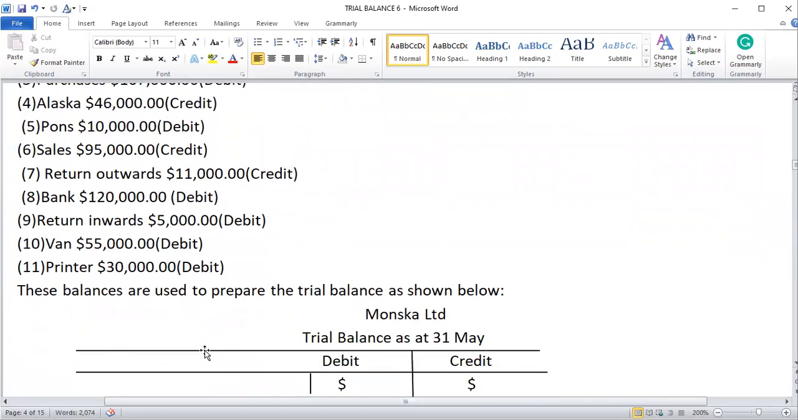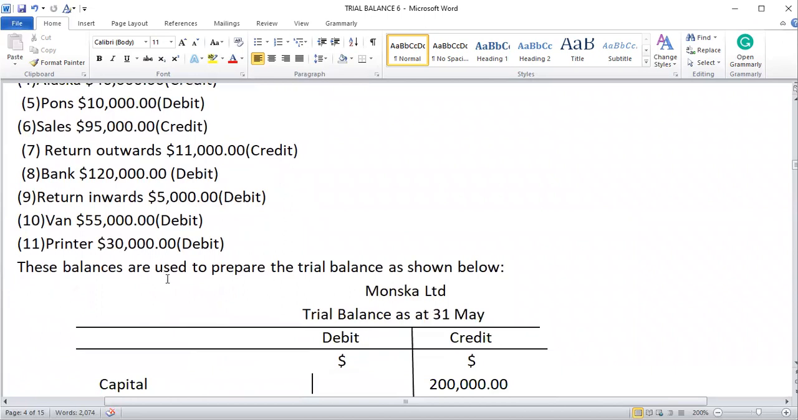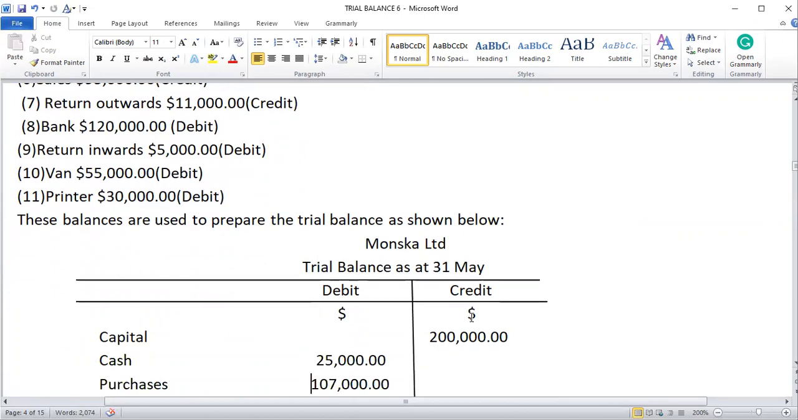Now let us look at the trial balance. So these balances are used to prepare the trial balance as shown below. So here is the trial balance. This I prepared. The name of the company, which is Monster Limited. Then the date. So this is the trial balance as at 31st May. So the trial balance has a debit side and we have a credit side. This is the details or the particulars.